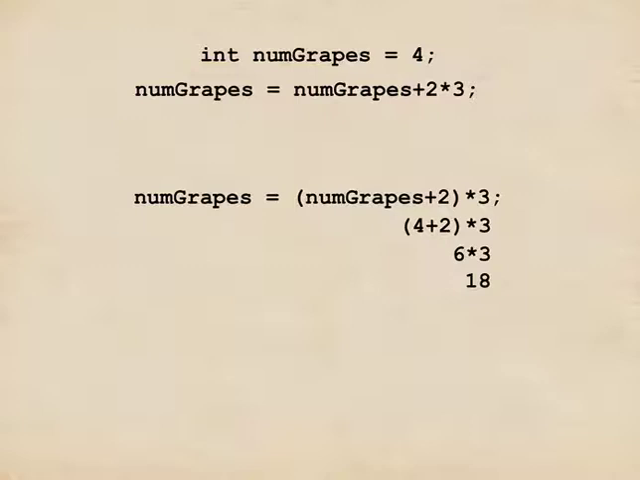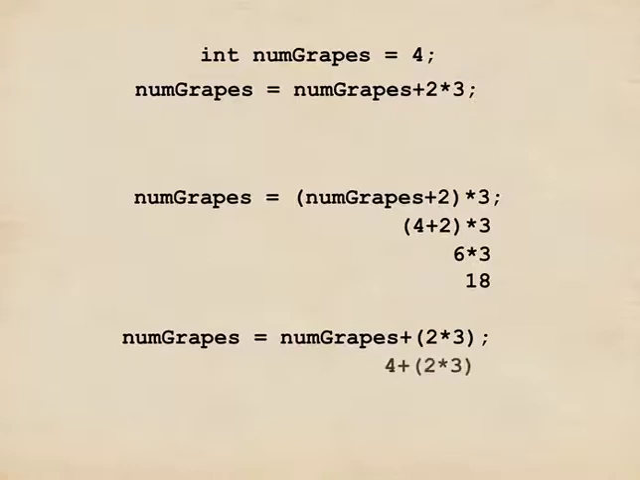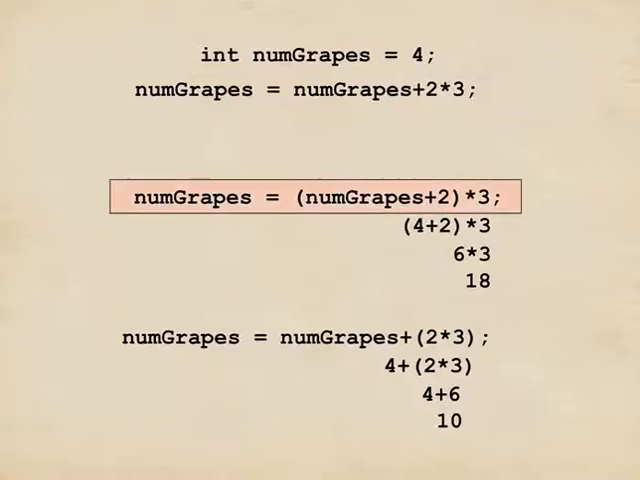The other order processing could do it in is to do the multiplication first, in effect as if you had typed it this way. Well, what is this? Num grapes is 4. So that's 4 plus the quantity 2 times 3. 2 times 3 is 6. 4 plus 6 is 10. And that's the wrong answer. That's not the one we had in mind. We wanted to add 2 and then multiply by 3. So this is the one we wanted. And we tell the computer, do the plus first by putting the parens around num grapes plus 2.